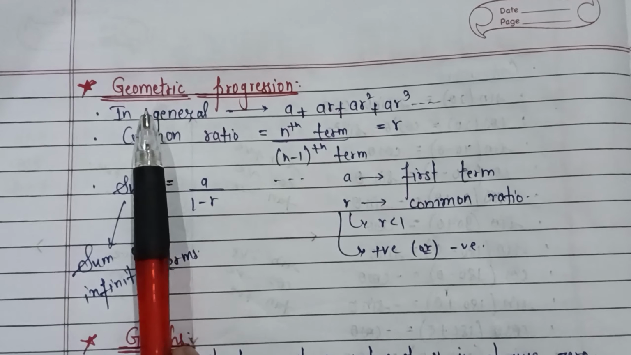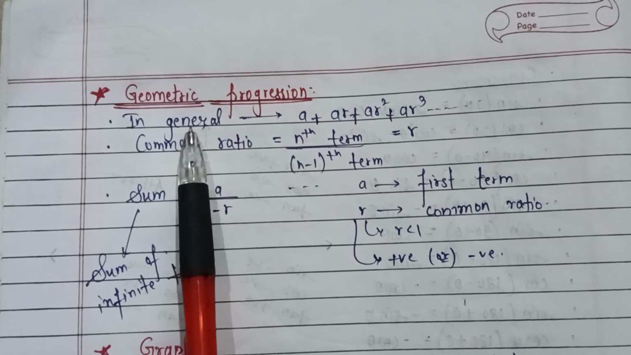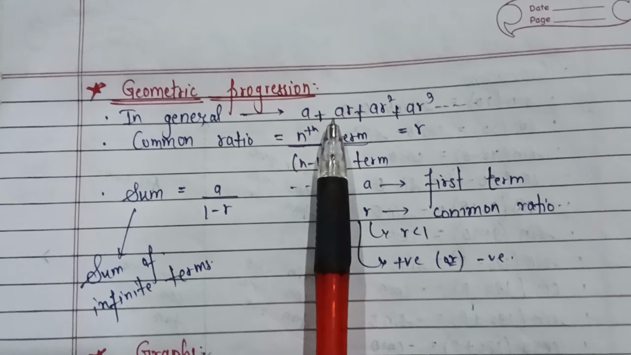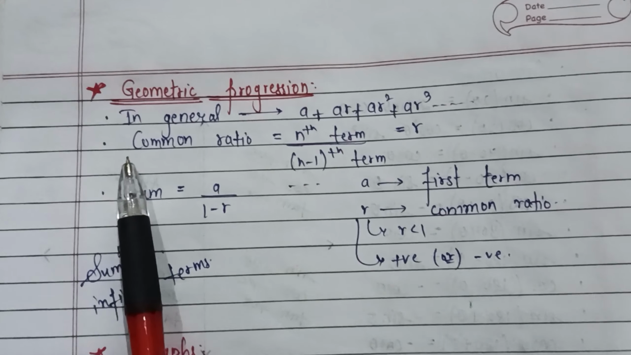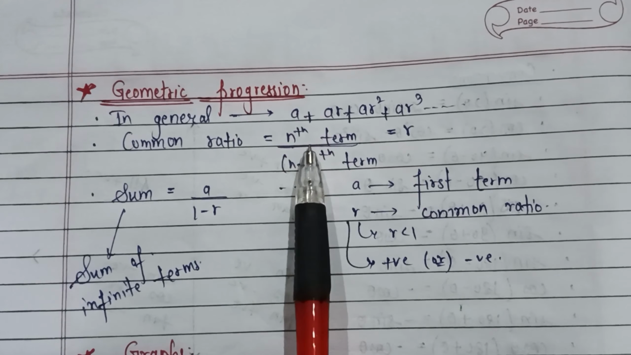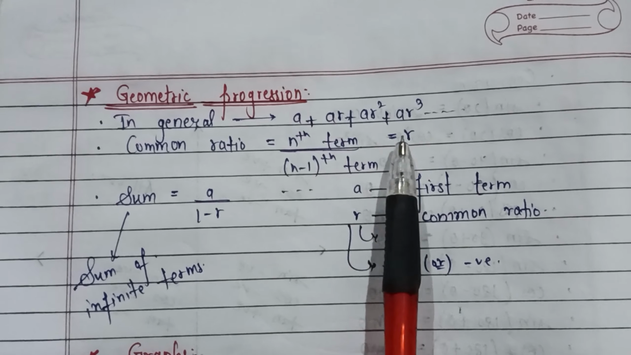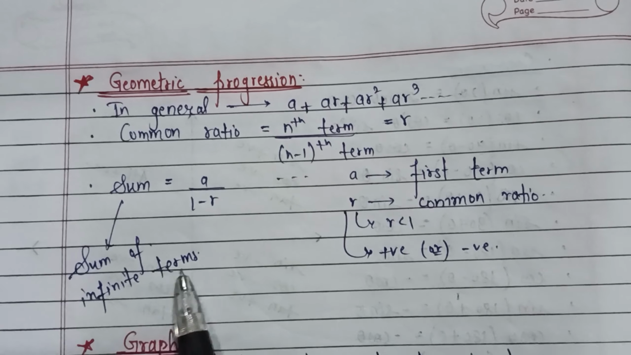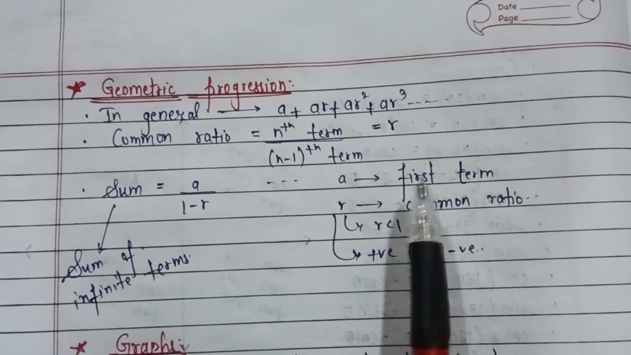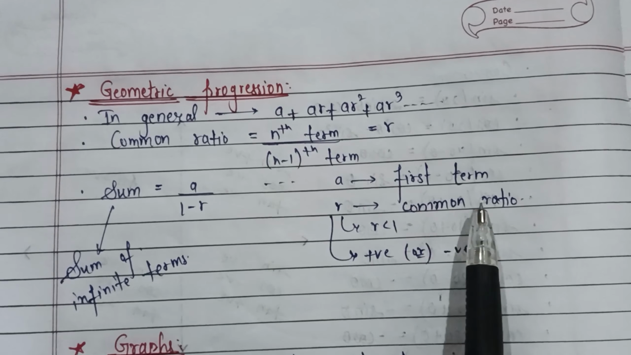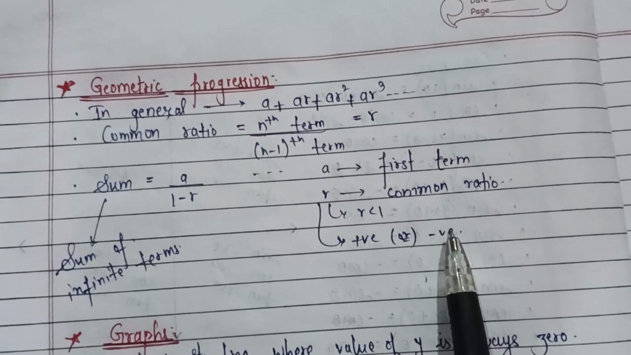Geometric expression or geometric progression. The general form of a geometric progression is a + ar + ar² + ar³ up to infinity. Common ratio is equal to the nth term upon the (n minus 1)th term, which is equal to r. The sum of infinite terms is equal to a upon 1 minus r, where a is the first term and r is the common ratio. The modulus of r is less than 1, and r can be positive or negative.